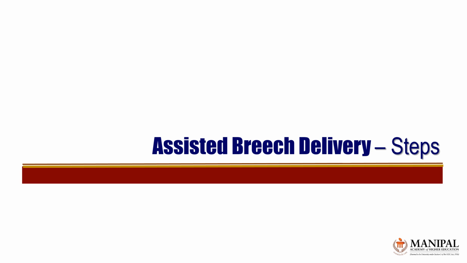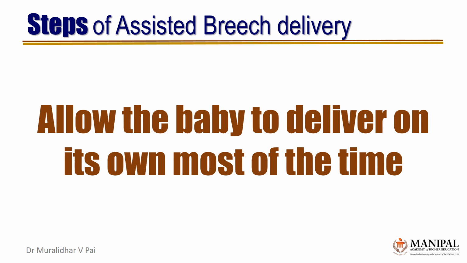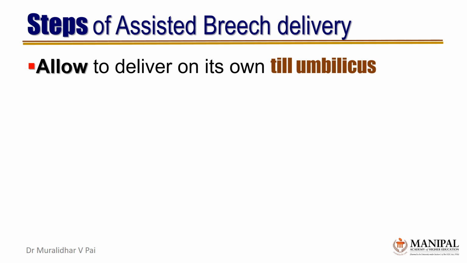Coming to the steps of assisted breech delivery. The most important thing to observe is to allow the baby to deliver on its own most of the time. The assistance is given only at select situations. In fact, I would be using this phrase, allow the baby to deliver on its own, at least 3 times. First time I am using the phrase, allow the baby to deliver on its own till umbilicus.